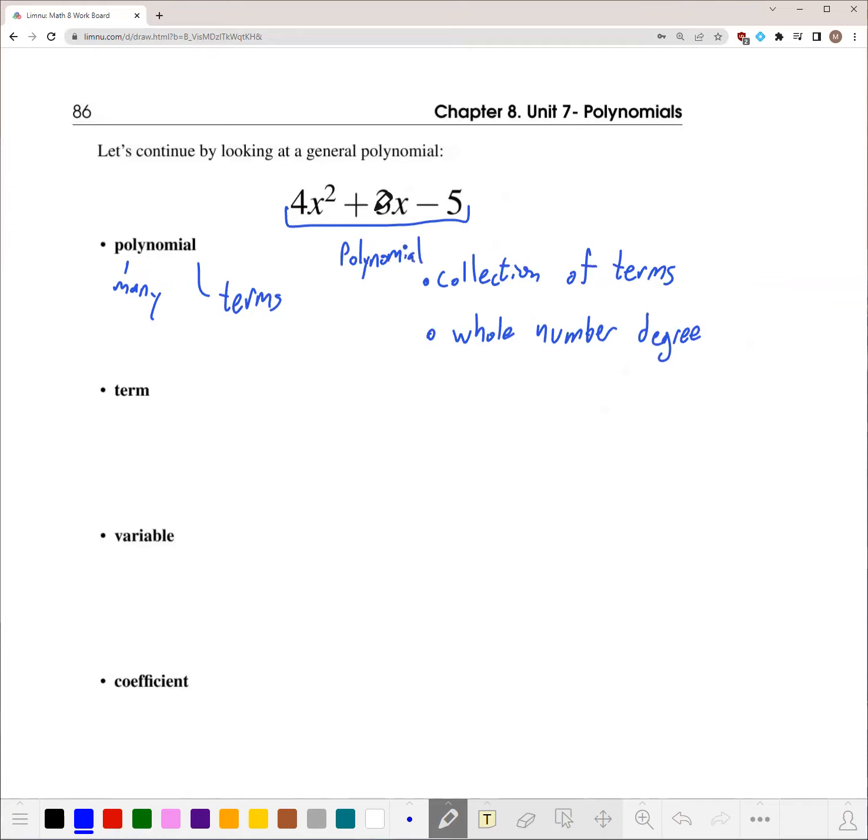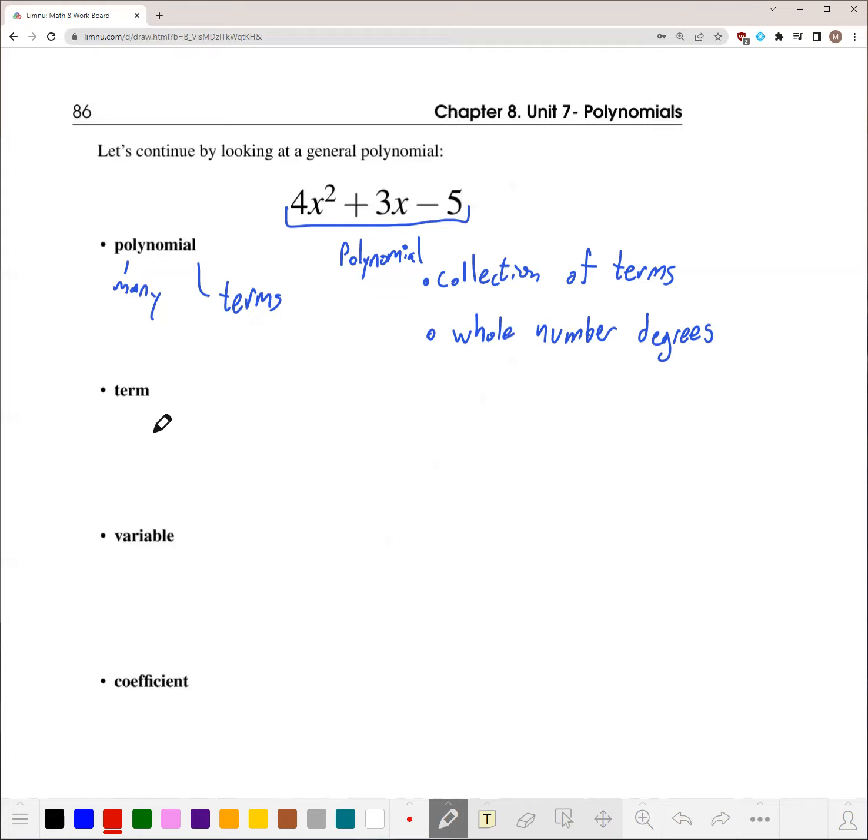It's a collection of terms, and terms is something we're going to need to describe better, and it has whole number degrees for all of its terms. That might not make that much sense, but over here, 4 is a whole number, 2 is a whole number, 3 is a whole number, 5 is a whole number. So all these are whole numbers. That's helpful. Okay, let's move on to our next definition. If you feel a little confused about what polynomial means right now, that's because we haven't finished describing it, but we're going to need all the other parts to fill in the picture.